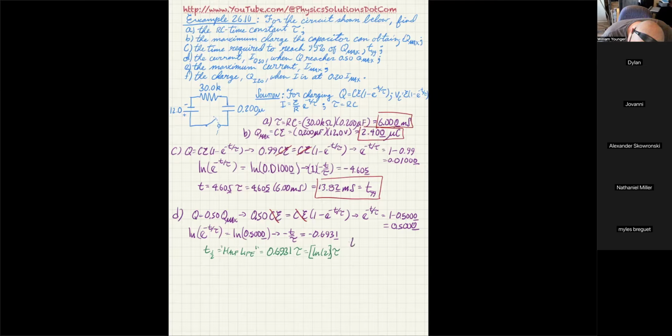Going back to my purple, T1 half, I called it T. Oh, actually, I didn't even call that anything. So I'm going to take the 0.6931 and multiply that times the tau, which, remembering this time, is 6.000. That gives me 4.159, and again, that's milliseconds. So what we saw was the time constant was 6 milliseconds, whereas the half-life is about 4.159 milliseconds.